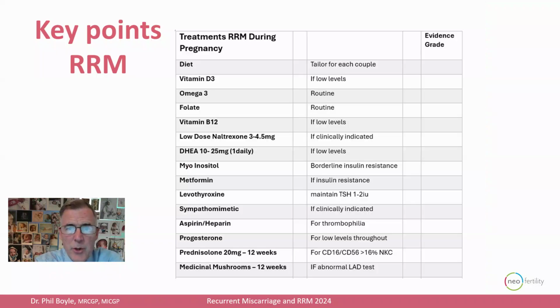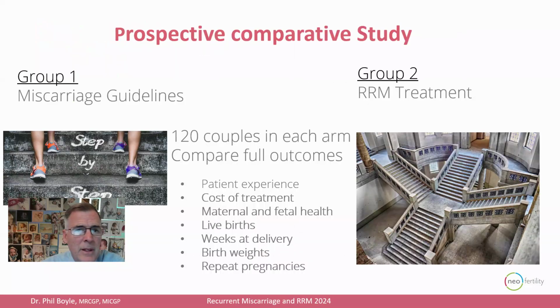And these are our treatments that we commonly would recommend, from everything from our diet, our supplements, our low-dose naltrexone, our DHEA, our insulin sensitizing treatments, our thyroid medications, sympathomimetic treatment, aspirin with heparin, progesterone, prednisolone, and even now medicinal mushrooms. So that's a sketch of broadly what we would do, mostly focusing on the female side. There's different treatments we recommend for the men.